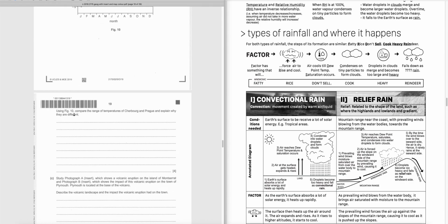Next one. Using figure 10, compare the range of temperatures of Cherbourg and Prague and explain why they are different. This one is actually quite okay, just that what's lacking is the proper terms. They show you the range, so most of you are able to say that Prague has a larger range than Cherbourg, but you did not use the figures. So what is Prague's temperature range? -5, 25, so 25 minus -5 would be 30. And Cherbourg, the lowest is maybe about 7, and 18. So 18 minus 7 is about 11.